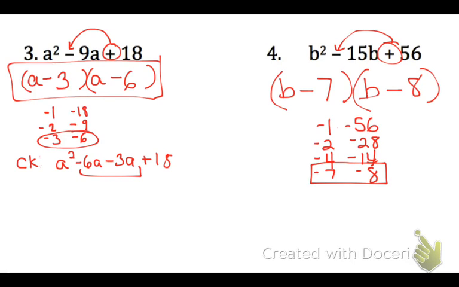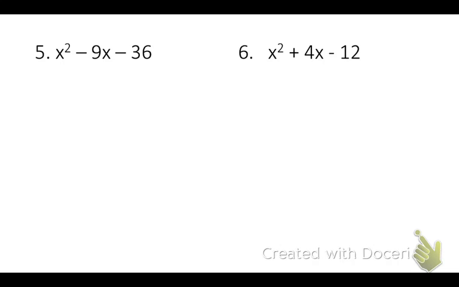So do a first, outer, inner, last to check it, and you can do that on your own. For sake of time, I'm going to keep moving here. All right, number 5. Now here's the first time that I have a negative right here. That tells me that my signs are different. The only way I'm going to get negative 36 is to have one be a plus and one be a minus.